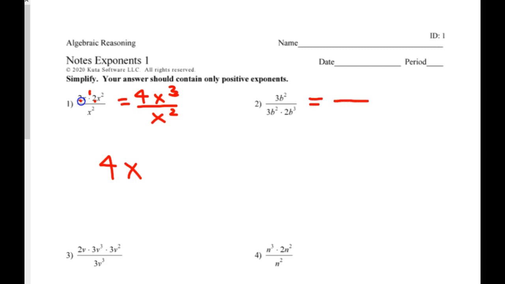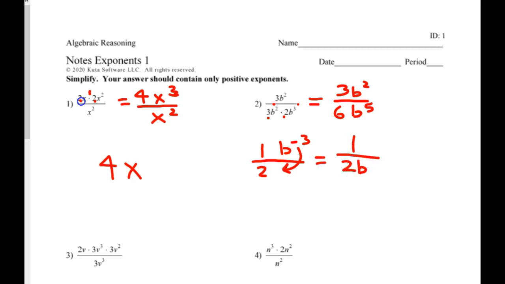Okay. On this one, 3b squared is still on top. On the bottom, we need to simplify. 3 times 2 is 6. 2 plus 3 is 5. So 3 over 6 reduces to 1/2. And for b, it's 2 minus 5, which is negative 3. I'm going to bring that down. 1 over 2b cubed.